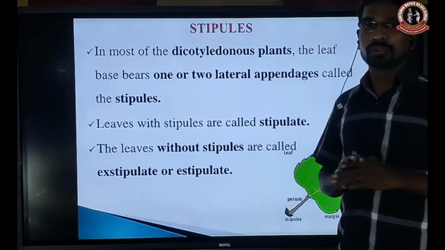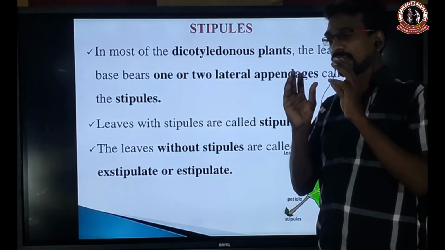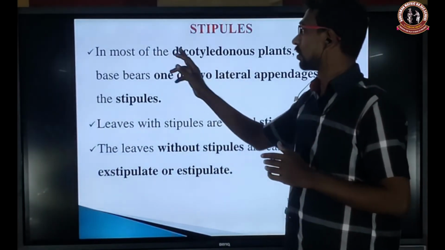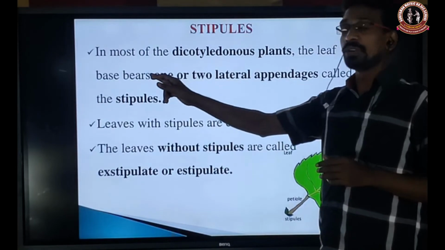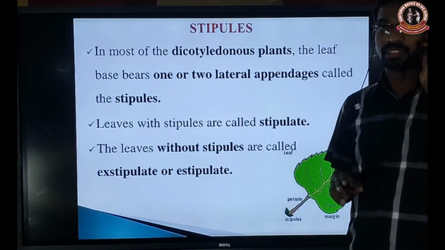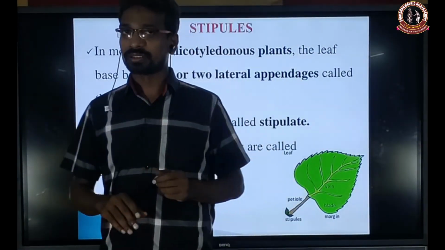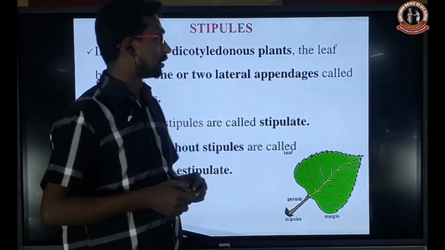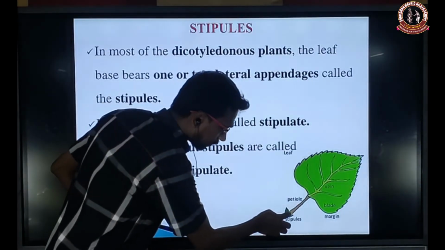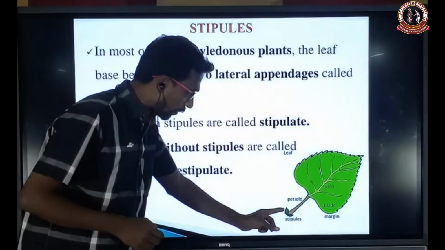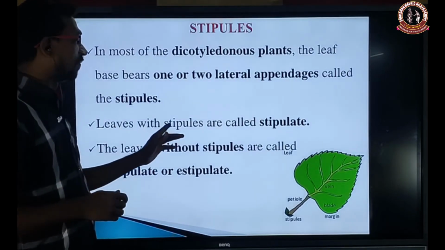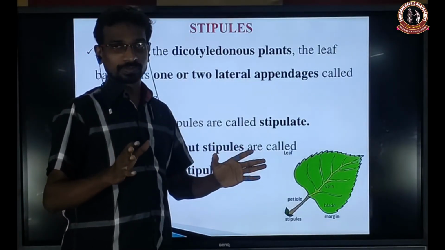Next, the leaf base, another region present near the leaf stalk. In most dicotyledon plants, the leaf base bears one or two lateral appendages, leaf-like or hair-like. These are called stipules. Here is the leaf-like appendage, the stipule, present at the leaf base region. A leaf with stipules is called stipulate.